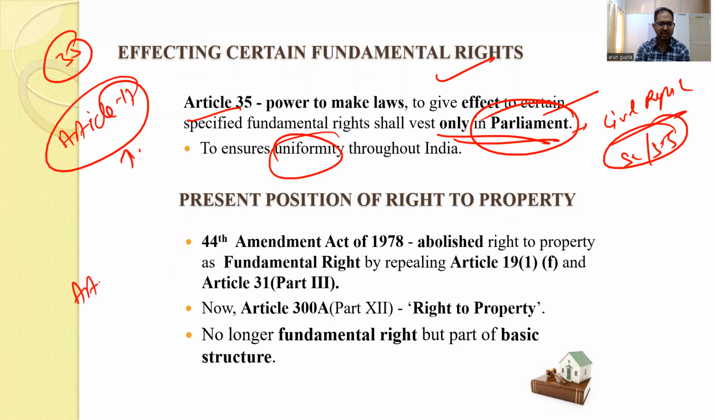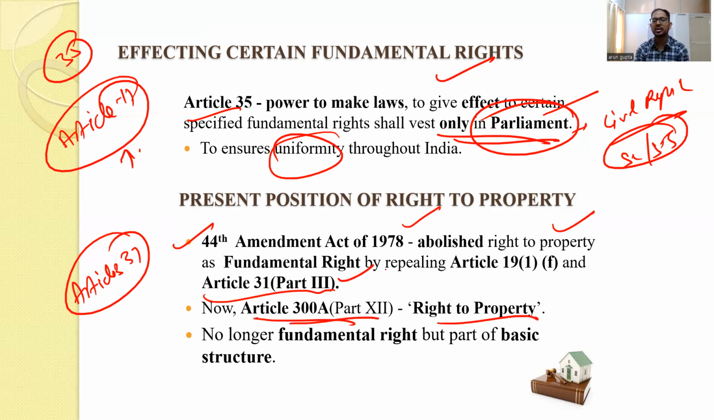Now we'll talk a little about Article 31. As I've told you, it was repealed by the 44th Constitutional Amendment Act 1978, and now it is not a fundamental right. It is now a constitutional right to property under Article 300A, Part 12 of the Indian Constitution. So it was moved from Part 3 to Part 12, from fundamental rights to a constitutional right under Article 300A, right to property, and it is still part of the basic structure. That means people still have the right to property, citizens, but they cannot move the Supreme Court for violation if the state is violating that right. Okay.